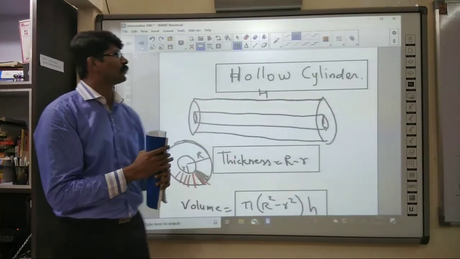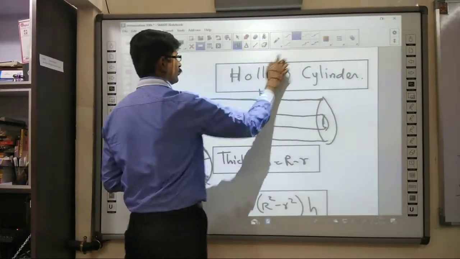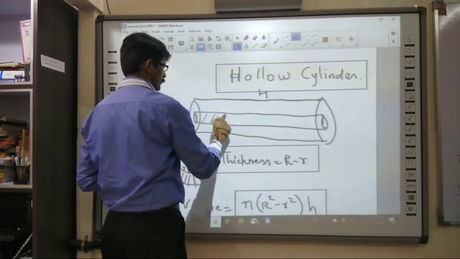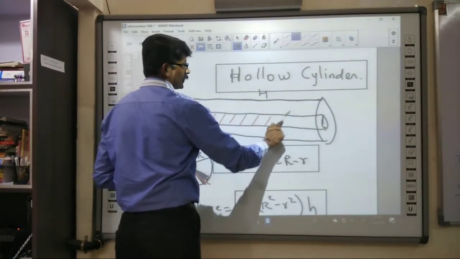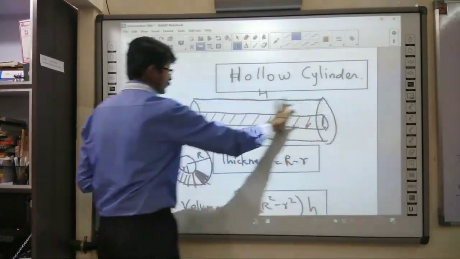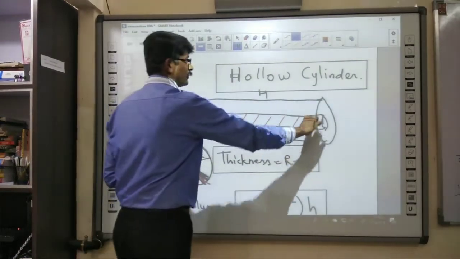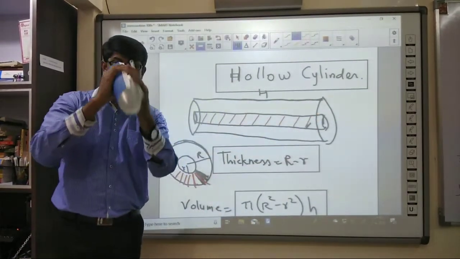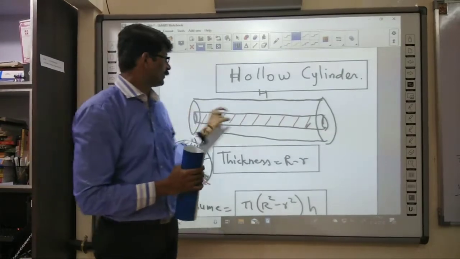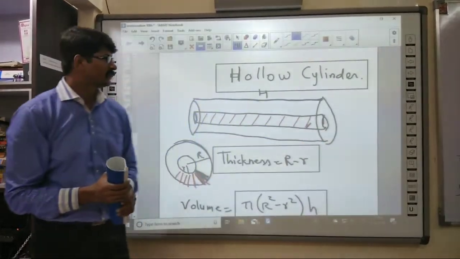So that is called a hollow cylinder. I hope you understand what a hollow cylinder is. This is the empty region in that particular cylinder. There is an outer cylinder and there is an inner cylinder, but the inner cylinder is going to be empty. Look at this. So the inner cylinder is kind of empty.